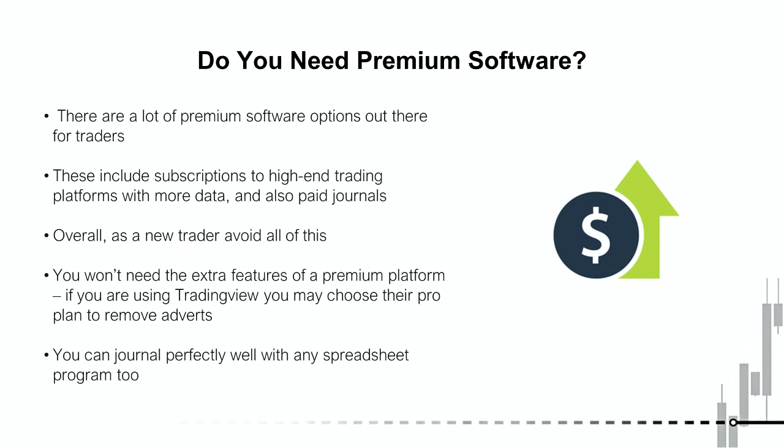TradingView Pro is fairly useful. It avoids all the ads popping up. It gives you a little bit more functionality. That would probably be the only one I would look for. But don't bother investing in a premium journal or anything at this stage. Just use a spreadsheet. Like I said, use Excel, use Google Docs or the equivalent. Get yourself set up like that.